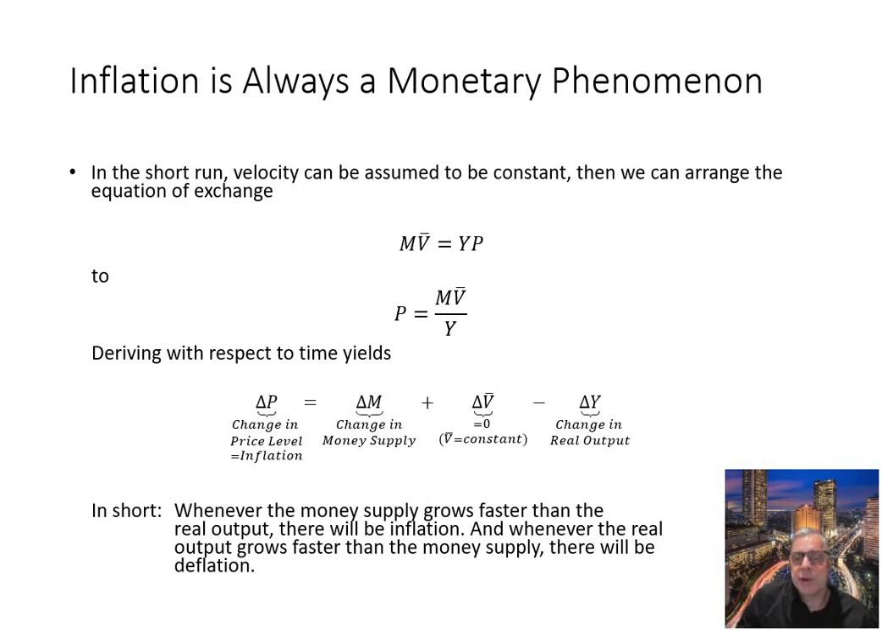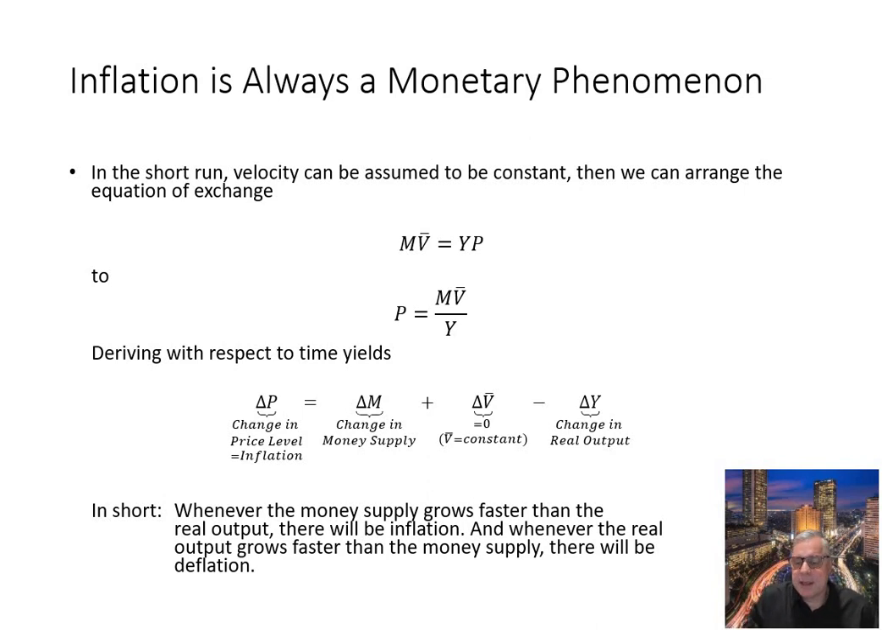Okay, let's now work a little bit more with the equation of exchange, and let's convert it into a different form so that it shows what I said at the end of the last video, which was that whenever the money supply grows faster than the output of real goods and services, then we have inflation, and whenever the output of goods and services grows faster than the money supply, we will have deflation.